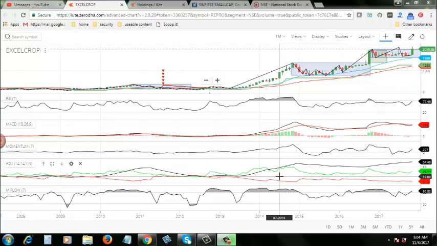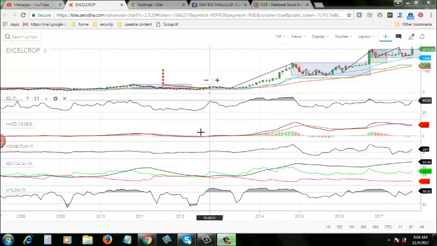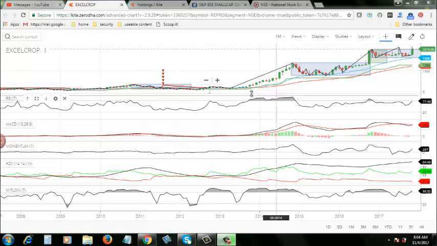Today we are going to do the technical analysis for Excelcrop care. That is the name of the stock, and Excelcrop is the ticker name. That's what you can see here. And right now you are watching the monthly technical chart of the stock.